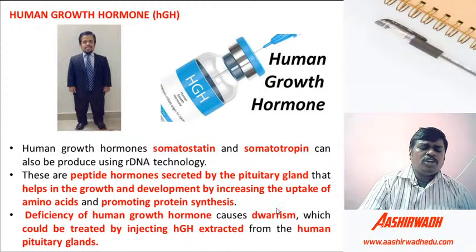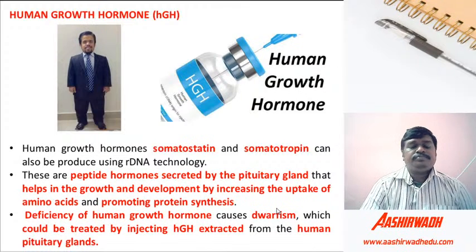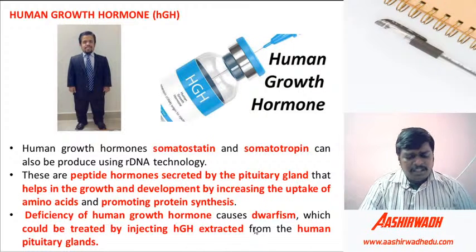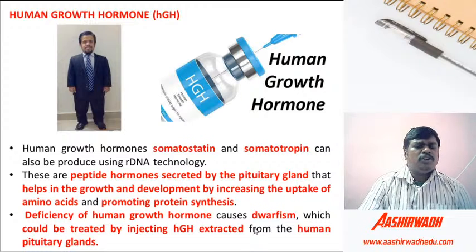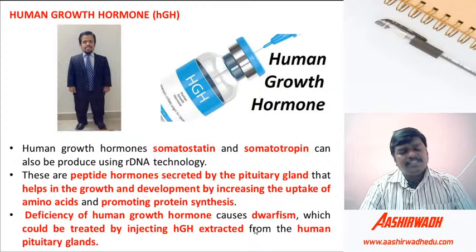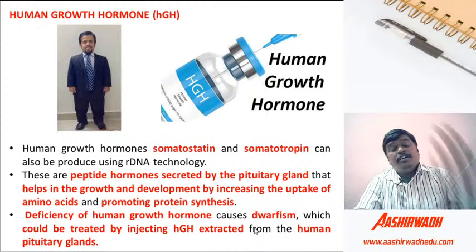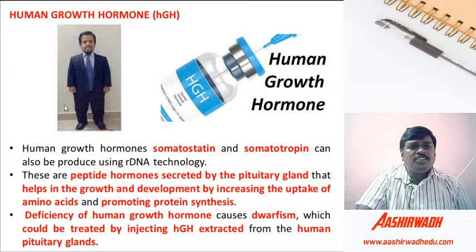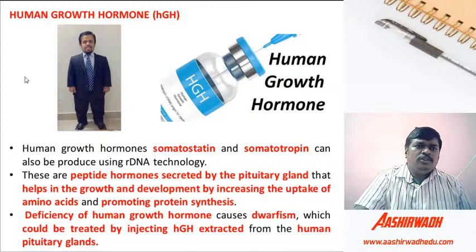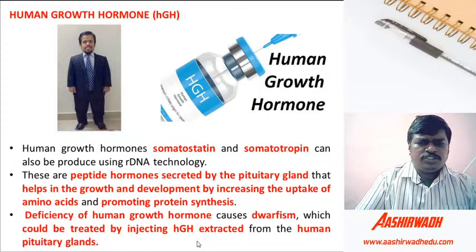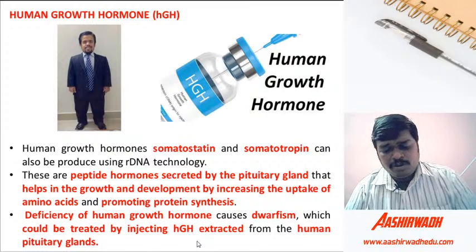Nowadays, human growth hormone is also produced through recombinant DNA technology. This peptide hormone from the pituitary helps in growth and development of organisms. Mainly it is involved in uptake of amino acids and production of proteins. Deficiency of this hormone can lead to dwarfism, which can be treated by injecting human growth hormone extracted from human pituitary glands.